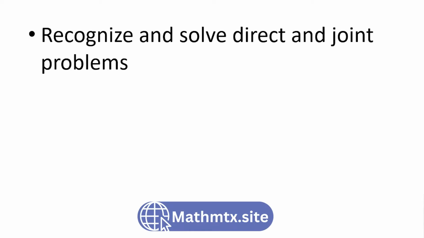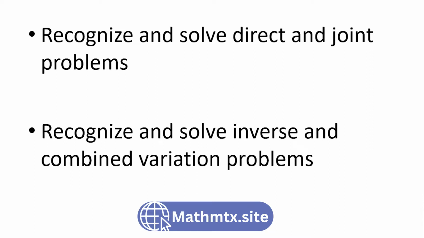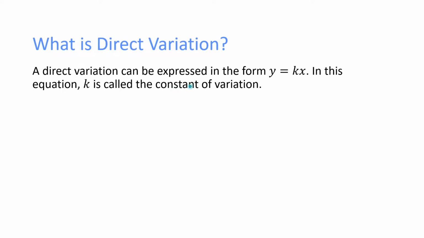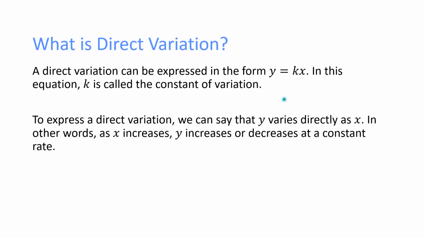The learning objectives for this session are to recognize and solve direct and joint problems, and to recognize and solve inverse and combined variation problems. What is direct variation? A direct variation can be expressed in the form y equals kx. In this equation, k is called the constant of variation. To express a direct variation, we can say that y varies directly as x. In other words, as x increases, y increases or decreases at a constant rate.